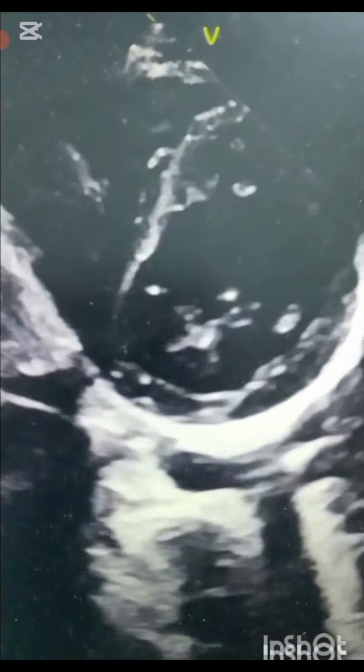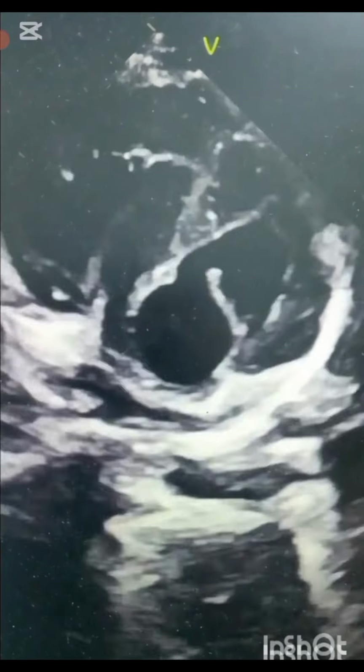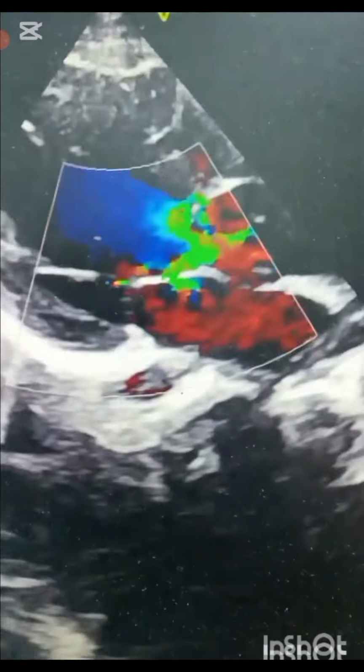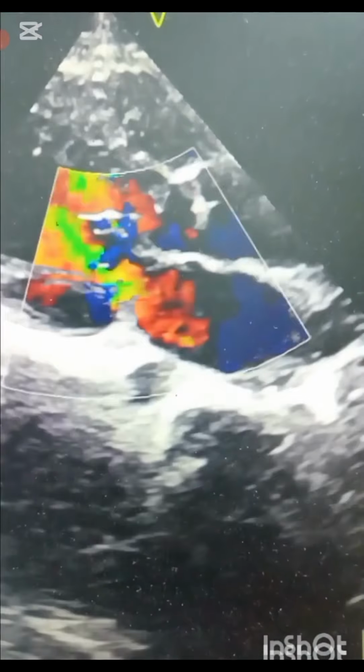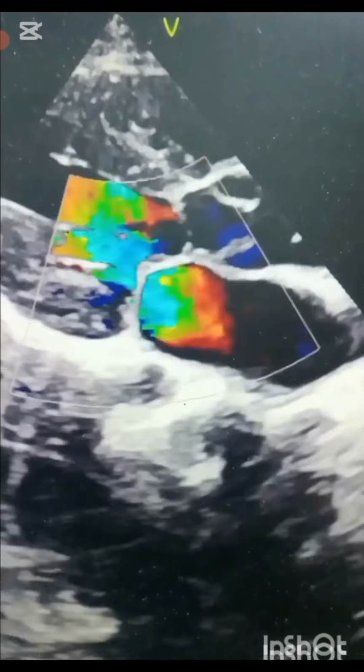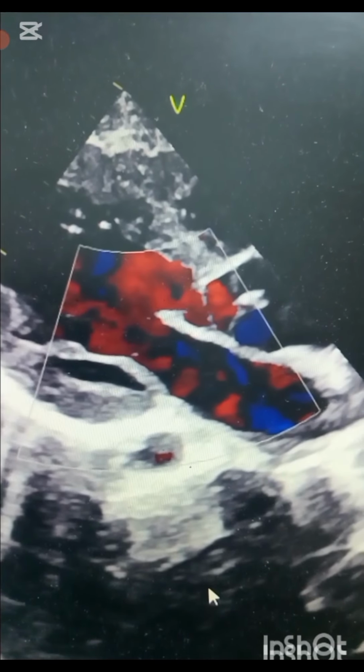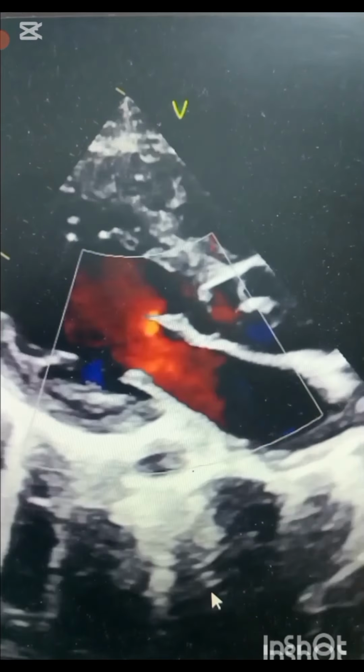This is the short axis view. The anterior leaflet has a gap in the center. In the parasternal long axis, we also see the anterior leaflet gap and the regurgitant jet.